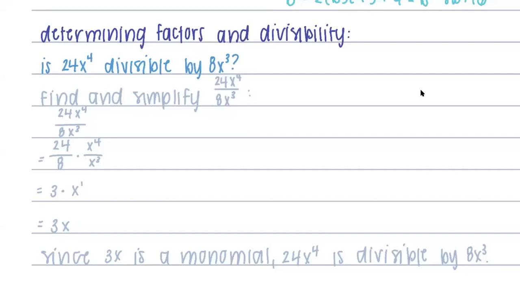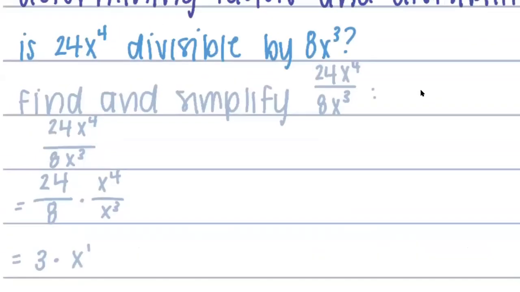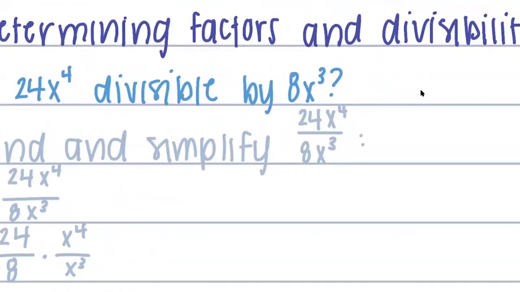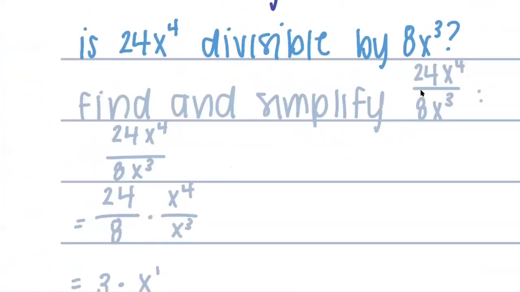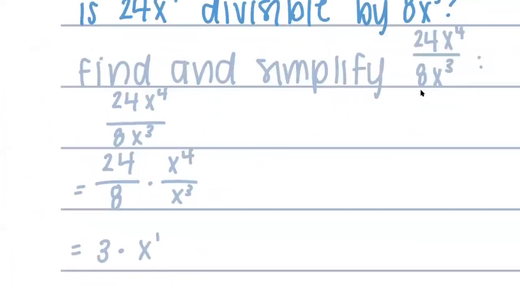So I'm going to read through this problem and then show you guys how 24x to the fourth is divisible by 8x to the third. Okay, so the first thing you're going to do is find this. You're going to divide 24x to the fourth by 8x to the third. To do that, simplify. What you can do is take out the coefficients. So 24 divided by 8 times x to the fourth divided by x to the third.